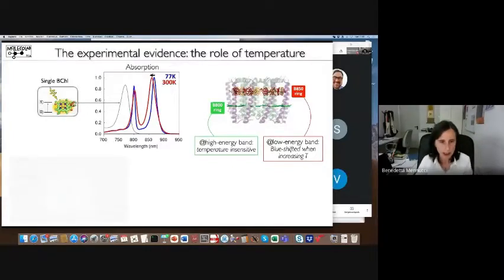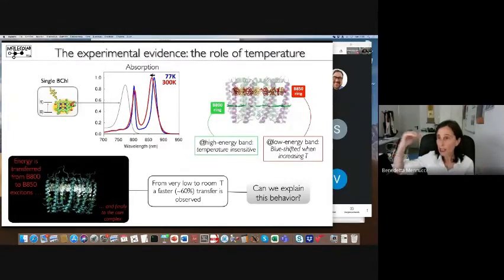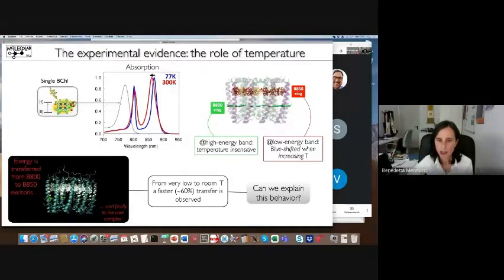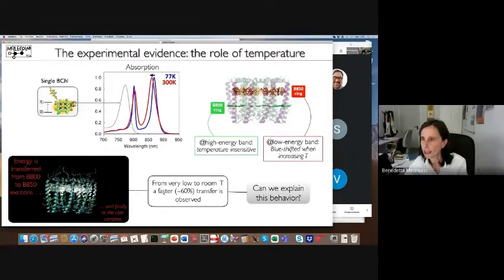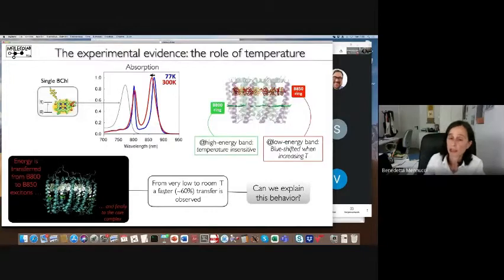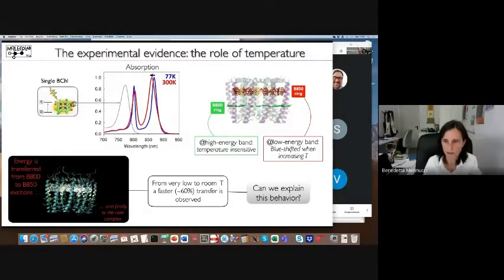But there is more. If you measure the time needed to transfer energy from the high energy exciton to the low energy exciton, you see that this transfer becomes faster when you increase the temperature. So a 60% more rapid transfer. Can we explain this behavior?